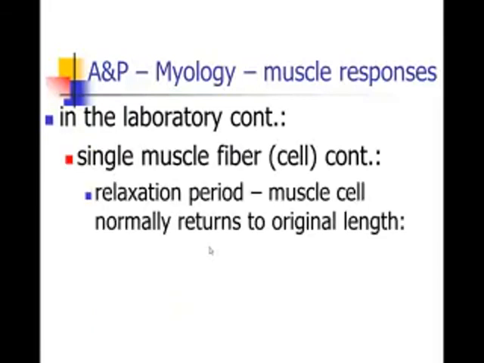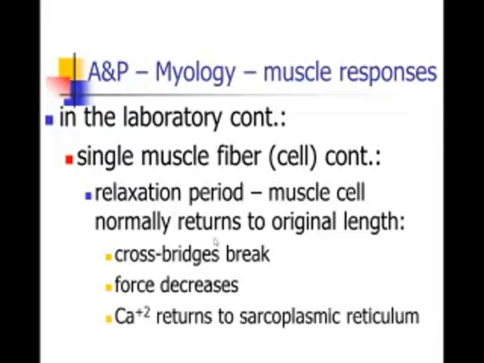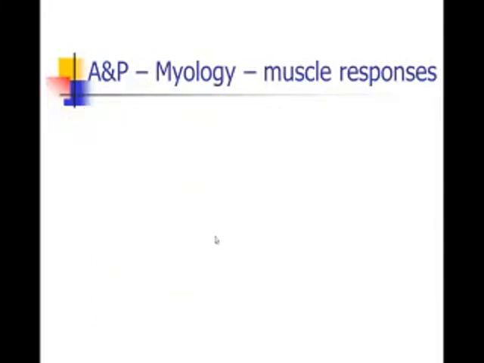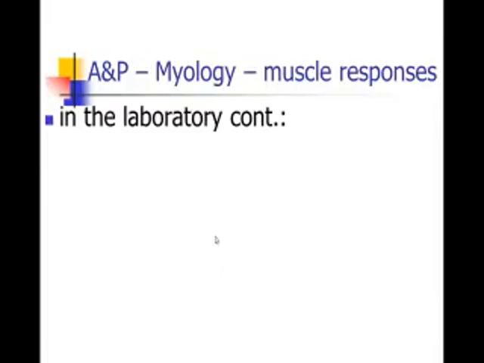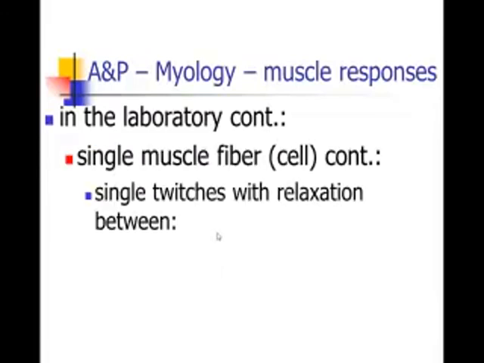Okay. Then the relaxation period. Muscle cells normally stretch back out to their normal length. And that happens as soon as the cross bridges start to break. And the force is going to reduce. Calcium gets pumped back into the sarcoplasmic reticulum. Okay. So, single twitches and relaxation between the twitches.